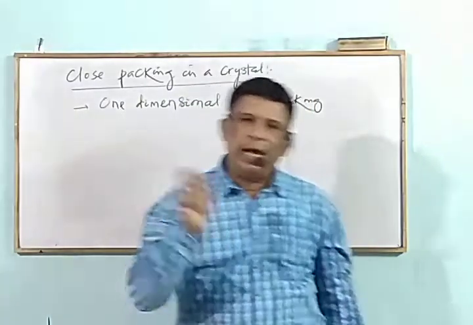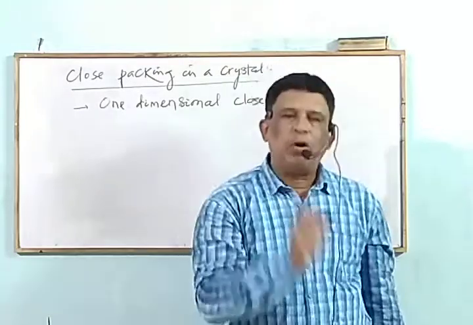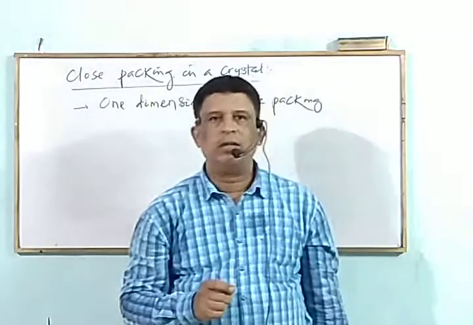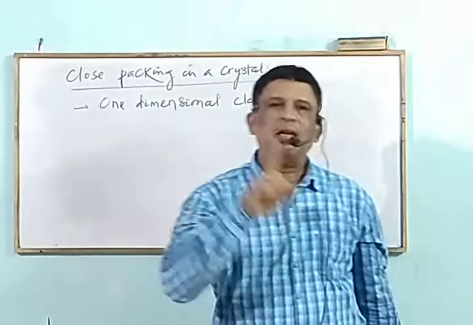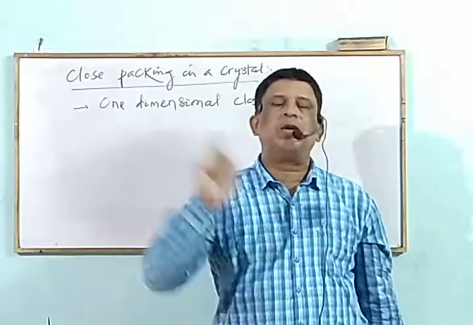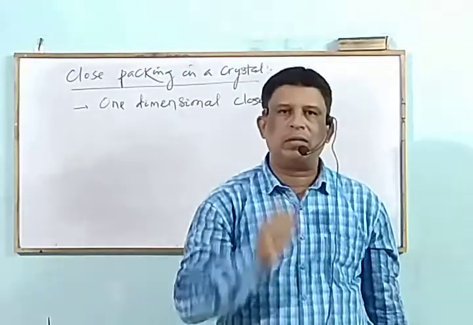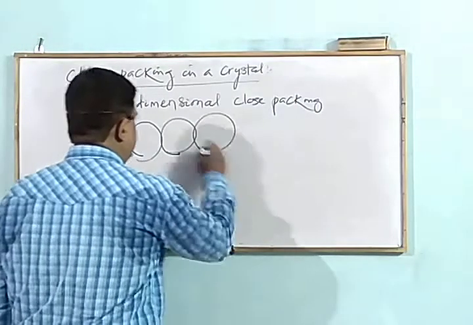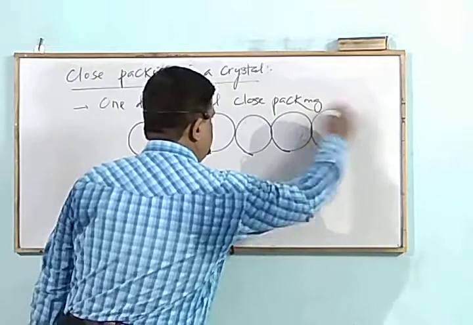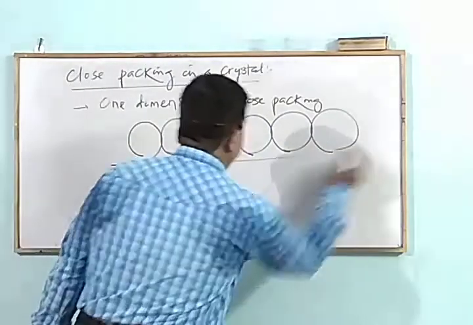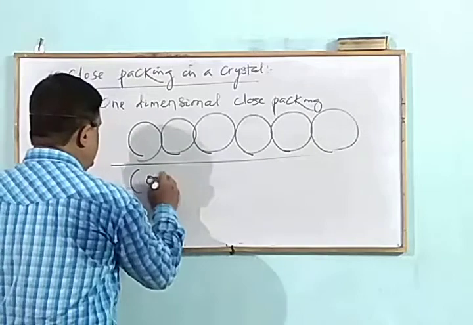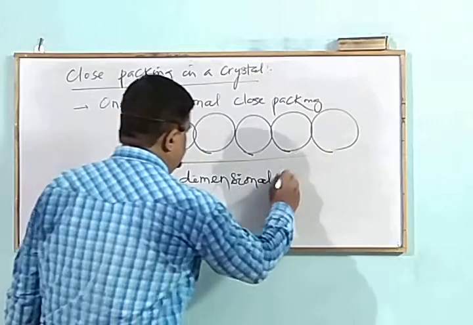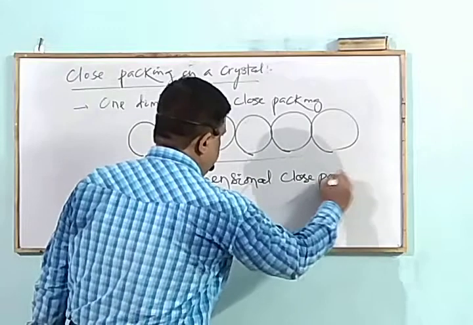Before going to this, I repeat again. We have to assume that the constituent particles are spherical in nature having equal size. So, there is only one way to arrange the constituent particles in one dimension. That is, mark that, it is one plane. It is known as one-dimensional close packing.